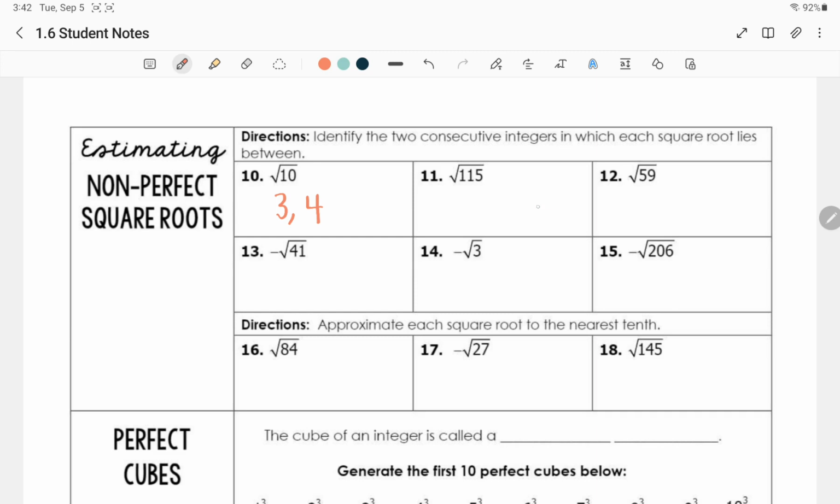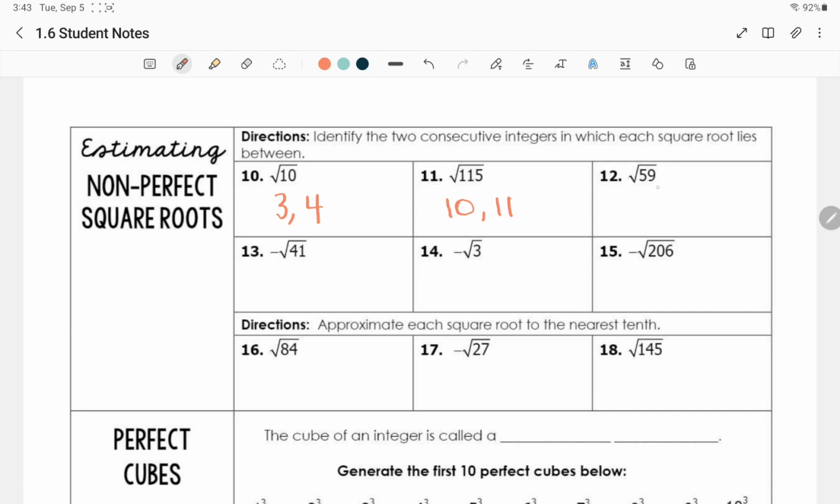For 115, we know that it is not a perfect square because 10 times 10 is 100. So it has to be somewhere in between 10. And then 11 times 11 is what? 121. So it would be somewhere in between 10 and 11.